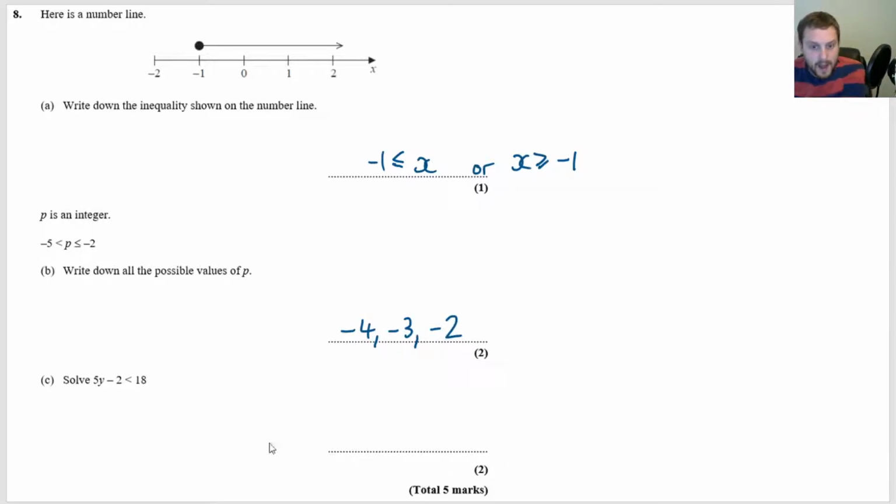So there you go. And then lastly, 5y - 2 is less than 18, so you just solve this like a normal linear equation. 5y is less than 16, y is less than 16 over 5. So you can just leave it like that. Y is less than 16 over 5.